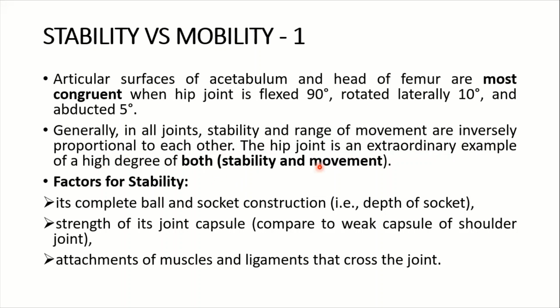So I told you already. And what are the factors responsible for stability? Its complete ball and socket construction, that is the depth of the socket, the acetabulum, and the strength of its joint capsule compared to the weak capsule of the shoulder joint, right? This capsule I will talk about at length very soon. And the third factor is attachment of the muscles and the ligaments that cross the joint, right? So muscles and ligaments are very strong factors in contributing to the stability of the joint. And some people say also the atmospheric pressure contributes to stability.